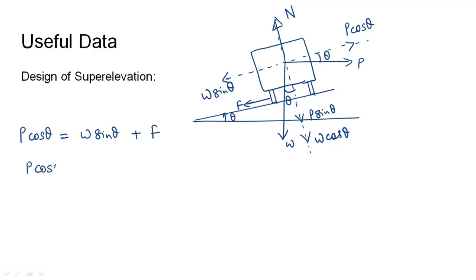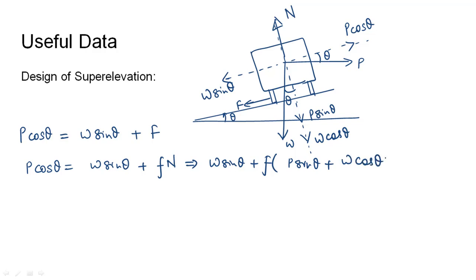This will be given by P cos theta equals W sin theta plus the frictional force, which is nothing but the coefficient of friction into normal force. This would become W sin theta plus f into the normal force. So we can see from vertical equilibrium that normal force would be equal to P sin theta plus W cos theta. So taking all the terms of P and W on one side, it would be P into cos theta minus f sin theta equals W into sin theta plus f cos theta.